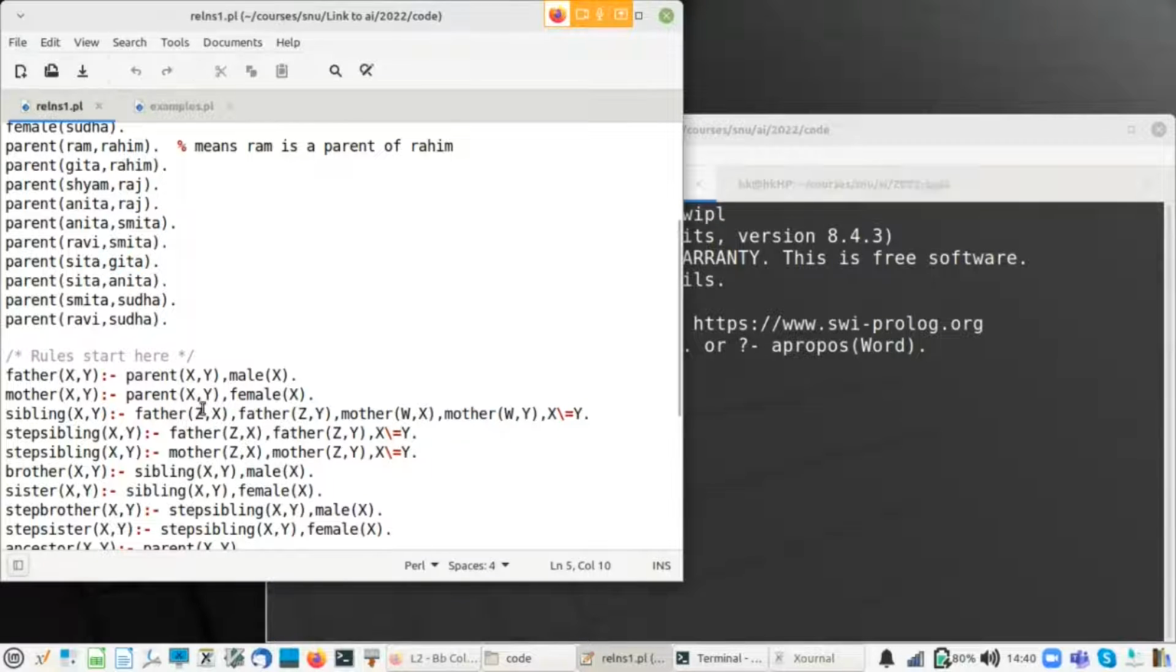Notice how I'm building things up. I defined what a father was, I defined what a mother was, then I defined sibling in terms of father and mother. Now step sibling. X and Y would be step siblings if they have a father in common and of course they are distinct, or they have a mother in common and they are distinct. So now notice we have two rules. We are saying that X and Y are step siblings if Z is the father of X and Z is the father of Y.